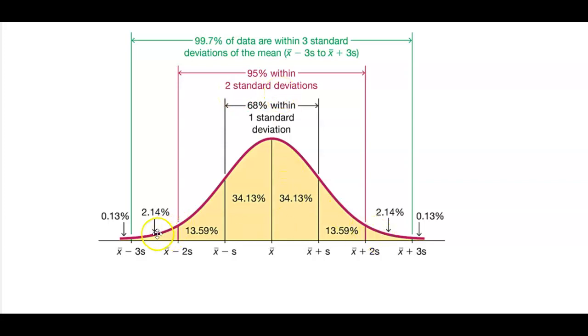Now if we go a little further, from 95 we're going to add the 2.14% and a 2.14% on this side. That's going to give us a total of 99.7% of the data, which is within 3 standard deviations of the mean. And then anything beyond that is 0.13% and 0.13%.